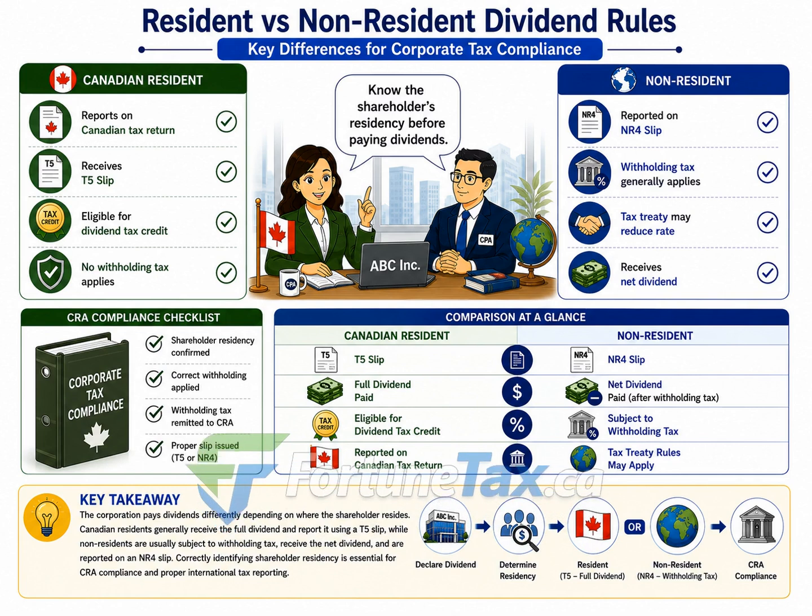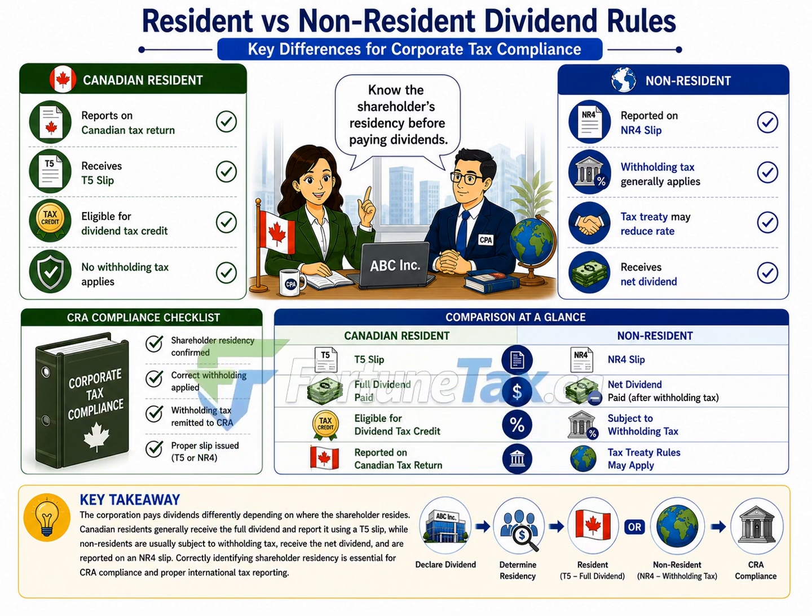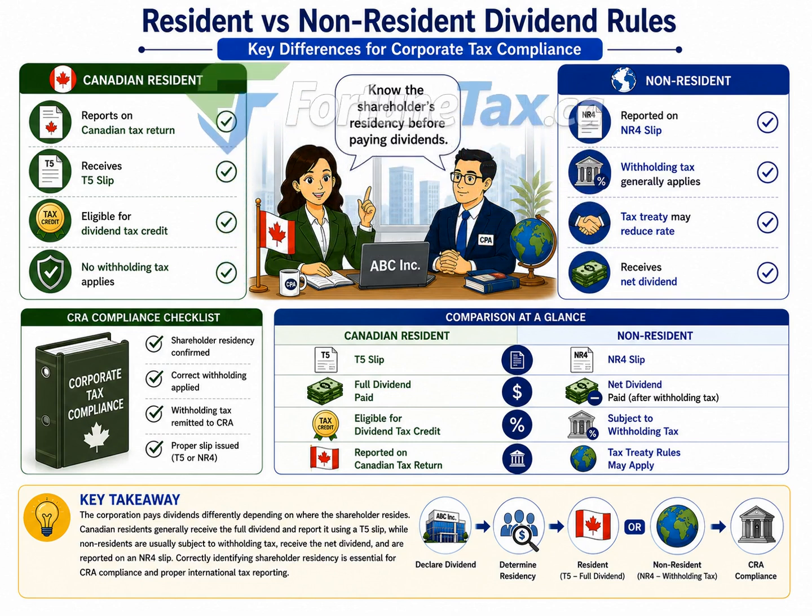For a Canadian resident shareholder, the process is relatively straightforward. The corporation generally pays the full dividend without withholding tax, issues a T5 information slip, and the shareholder reports the dividend on their Canadian personal income tax return. Depending on the type of dividend received, the shareholder may also benefit from the dividend tax credit, which helps reduce the overall personal tax payable.